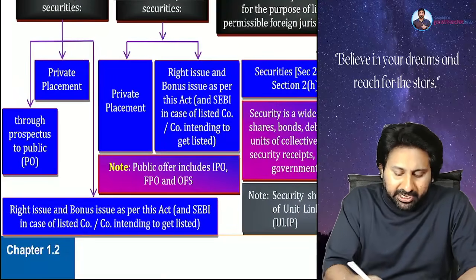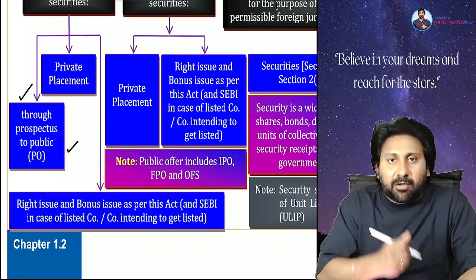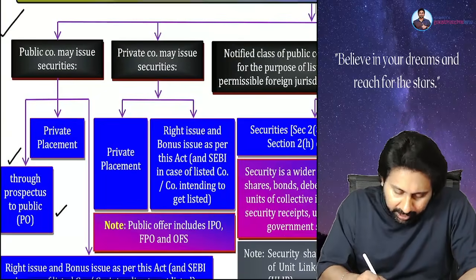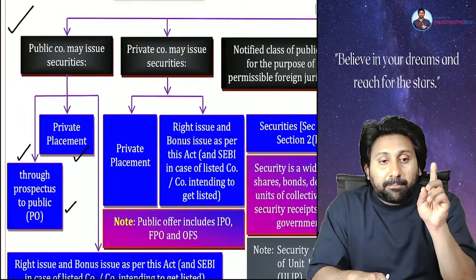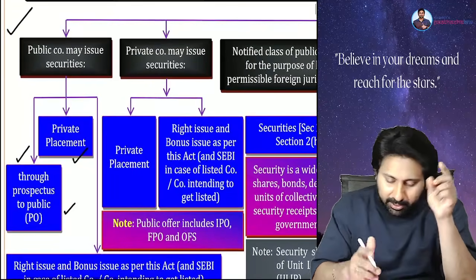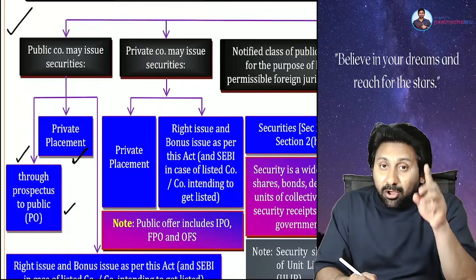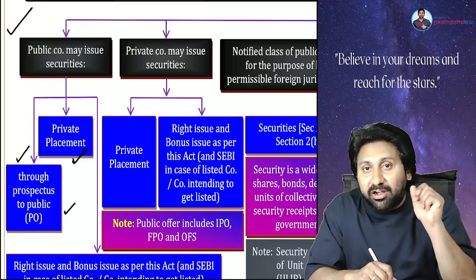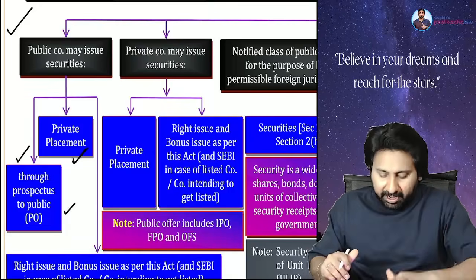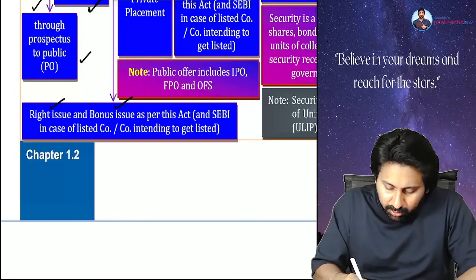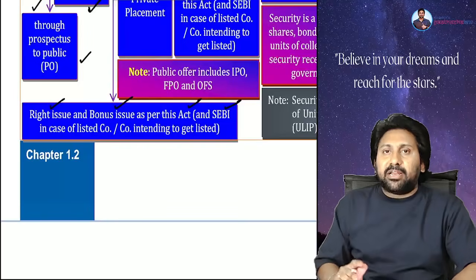A public company may issue securities through the prospectus in the form of a public offer. It can also make a private offer. So, a public company can make a public offer, and it can make a private placement under section 42. Along with that, from the share capital chapter we already read rights issue and bonus issue. These also can be made by a public company. As per this Act, if it is a listed company, SEBI guidelines will also apply.